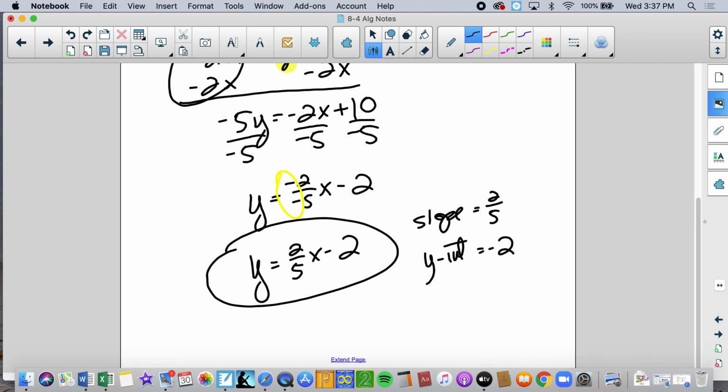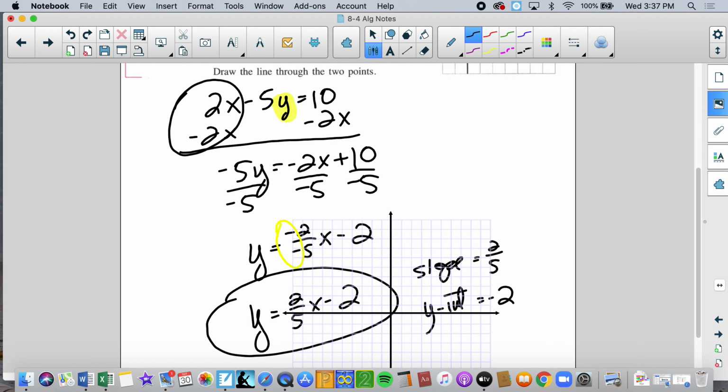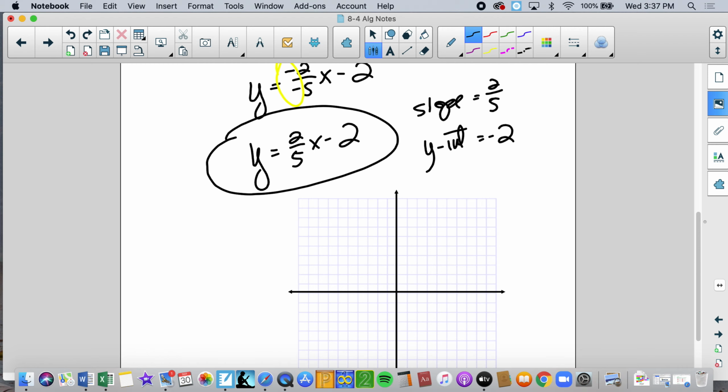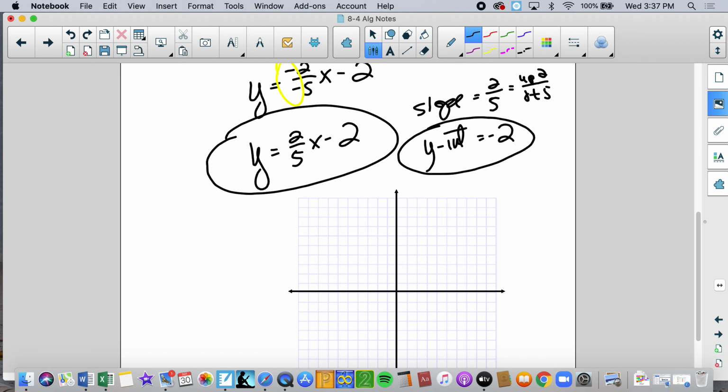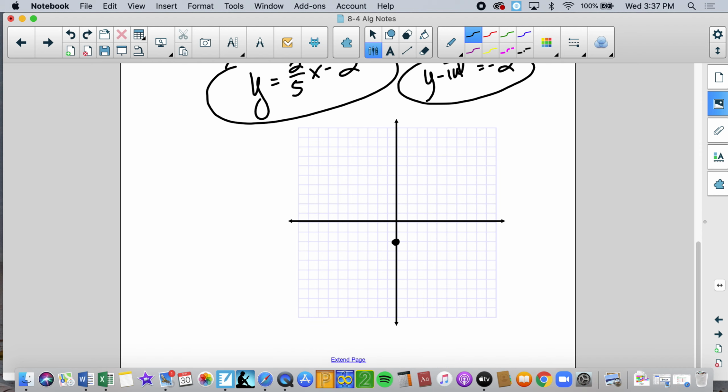Which one am I going to plot first when I want to graph it? Am I going to plot the slope or the y-intercept? I can't plot the slope because the slope is up 2, right 5. But where am I going up from? Am I going from the origin? Am I going from this random dot here? No. That's why I can't use the slope, because I don't have a point to go up 2, right 5 from. So I must plot my intercept first, because once I plot the intercept, I have a point on that line.